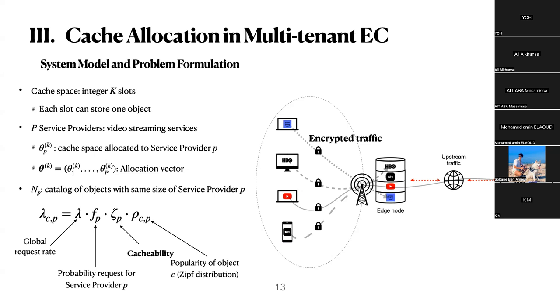So the cache space allocated to each service provider can be theta_p times K, and the allocation vector is the vector theta of all the allocations. We assume that the traffic between the users and the service provider is encrypted, so the network operator cannot see the content that the users are requesting from the service provider. And we assume that each service provider has a catalog of N_p objects with the same size.